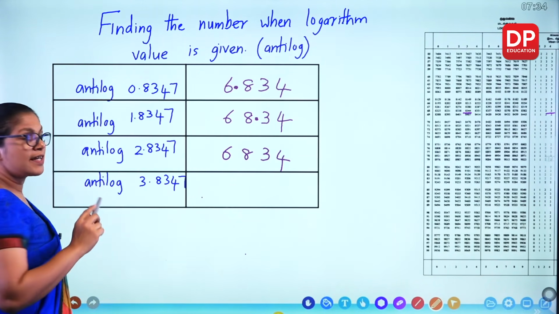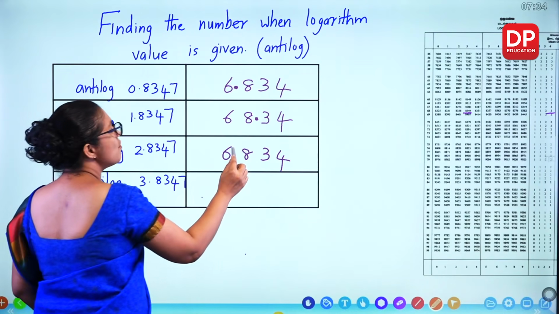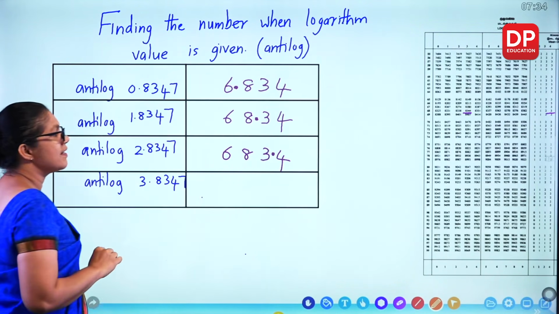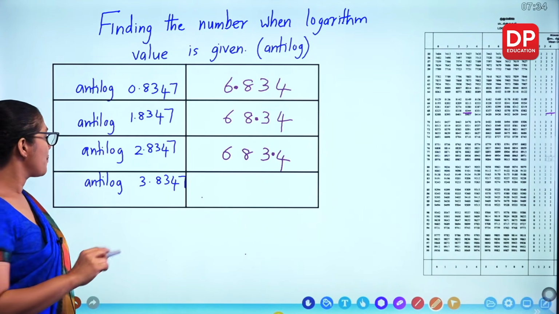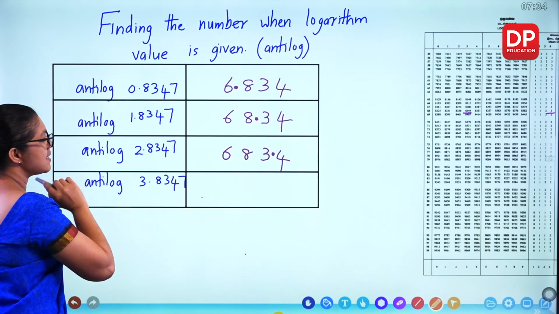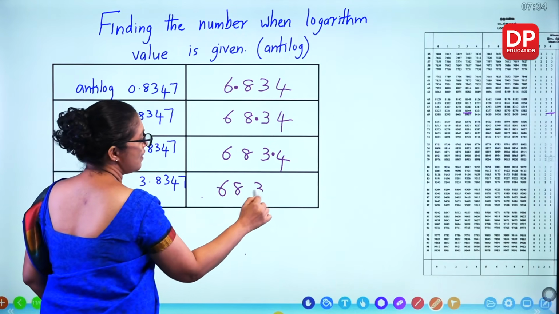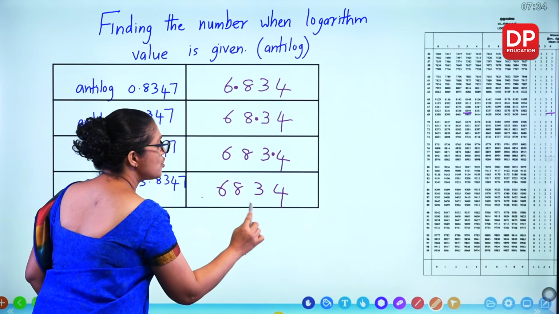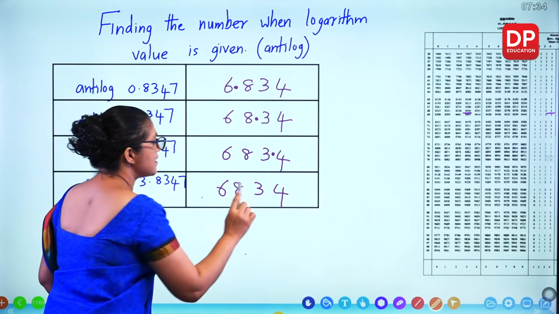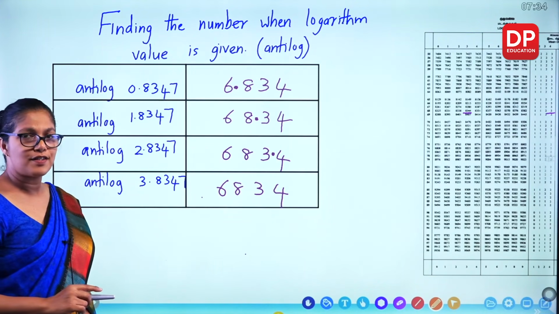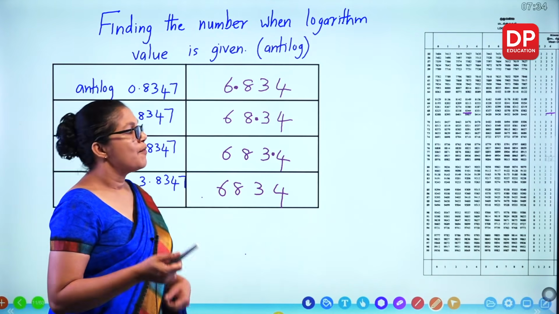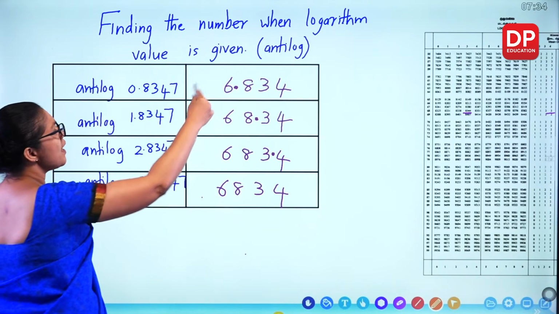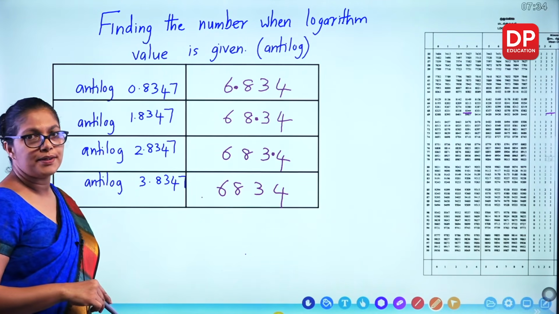Here same mantissa, so you get 6834. Look at the characteristic. Characteristic is 2. That means move the decimal place 2 places to the right. So 683.4. This one, same mantissa, you get 6834. The characteristic is 3. 1, 2, 3. So the number is 6834. So now we know when the anti-log value is given, you can find the number.